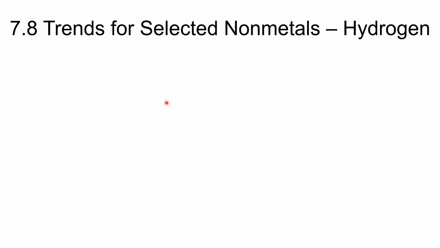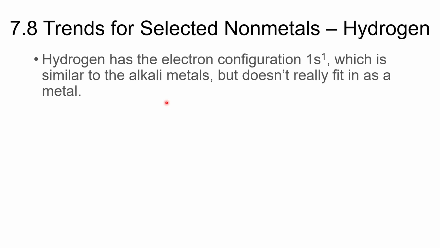So now we want to look at trends for some selected nonmetals, and we're going to start with hydrogen. Hydrogen has the electron configuration 1s1, and so with s1 you might think, well, should it fit into the alkali metals? And the answer is probably not, because it doesn't really have the properties of a metal. It's not a good conductor. It's not a solid. It's not malleable and ductile. It's not shiny.